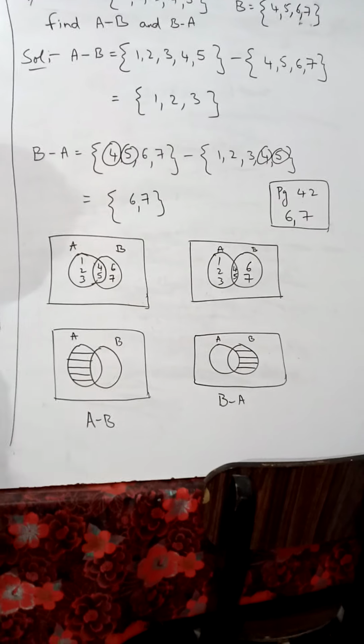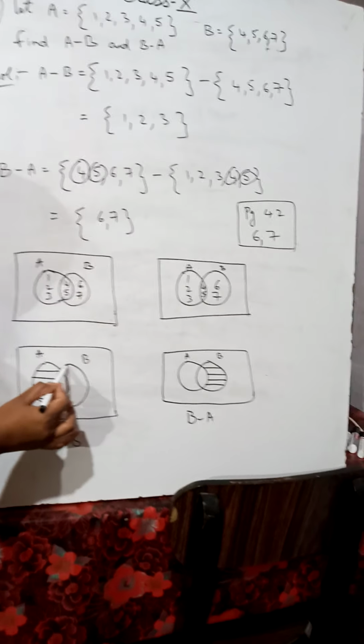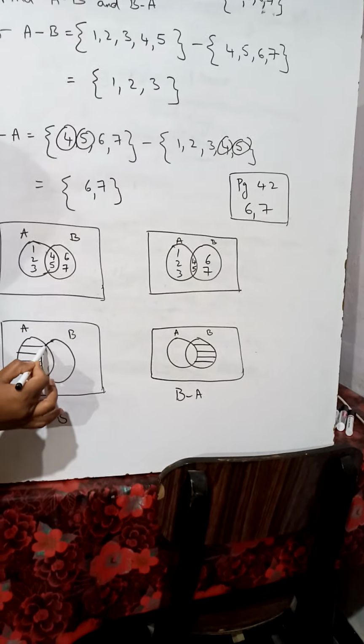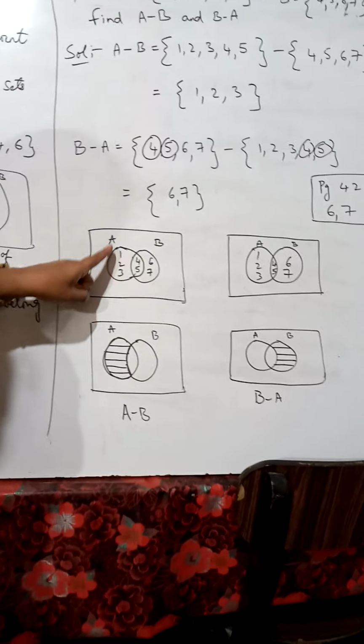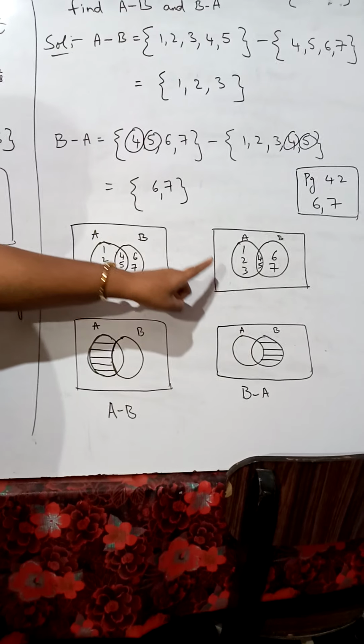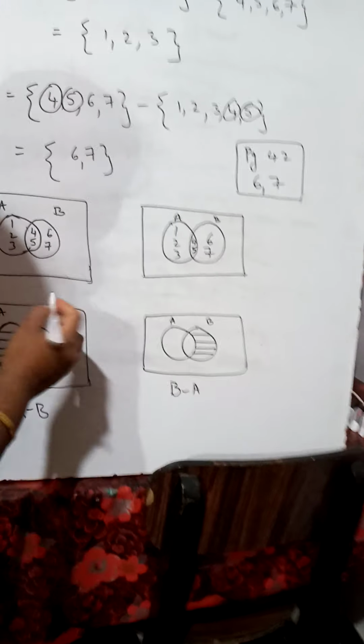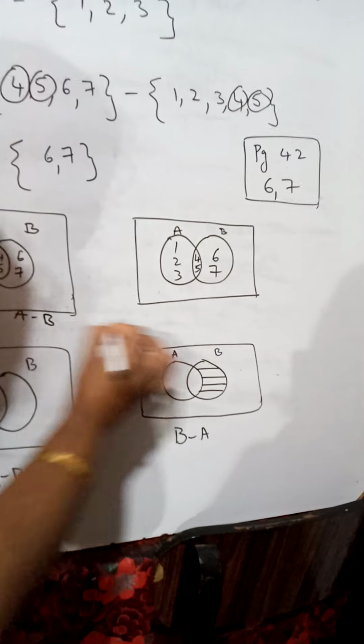So here I have explained it. So this part which is not there in B, the part of A which is not there in B, this part is called A minus B. That is the elements 1, 2, 3 which we got. Similarly here B minus A. So this is A minus B and this is B minus A.